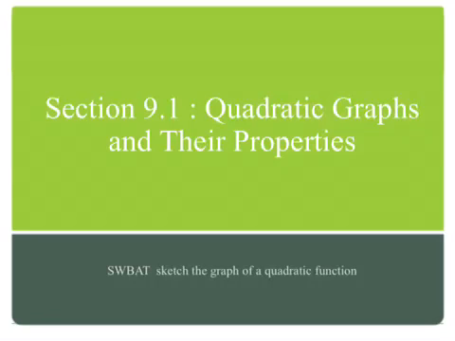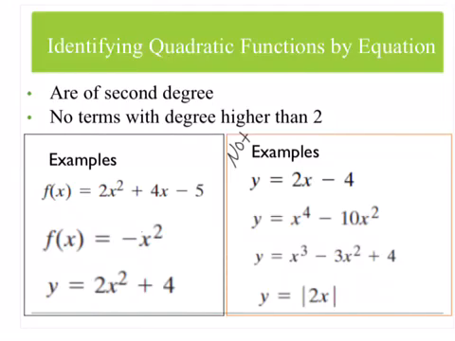Welcome to Algebra 1, Chapter 9, Section 1, Quadratic Graphs and Their Properties. What is a quadratic function? Well, a quadratic function has the highest degree of 2. Not larger than 2 and not smaller than 2.